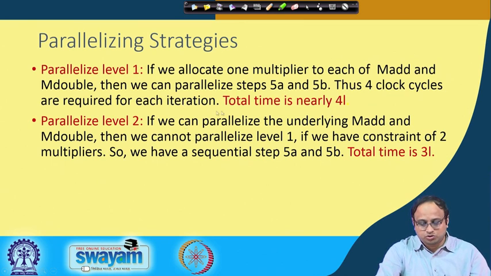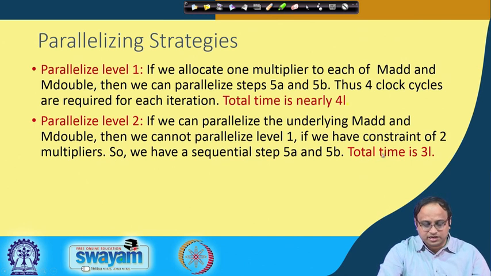So that means the total time which is required is nearly 4L. This is the amount of time that your algorithm will take. On the other hand, if you can parallelize the underlying m add and m double, then we cannot parallelize level 1. So thus, if we have a constant of two multipliers, we have a sequential step 5a and 5b.